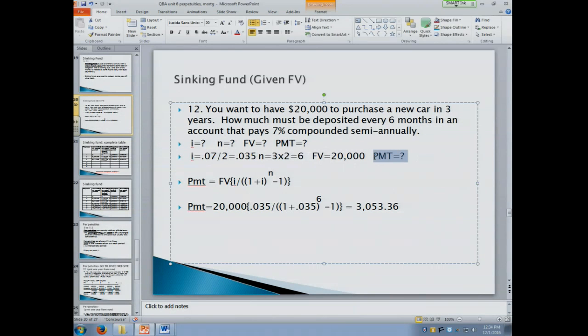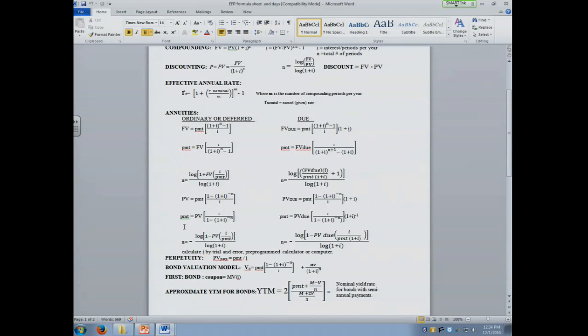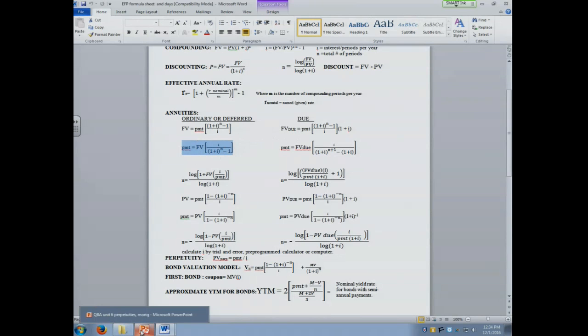Now, very important, you're looking for the payment, right? You want to put money in an account. However, you're looking for the payment formula with a future value given. So here is our formula in PowerPoint form. You can find that formula, let's look it up here. We're looking for payment given future value right there. I know I want to have $20,000 at the end of 3 years.